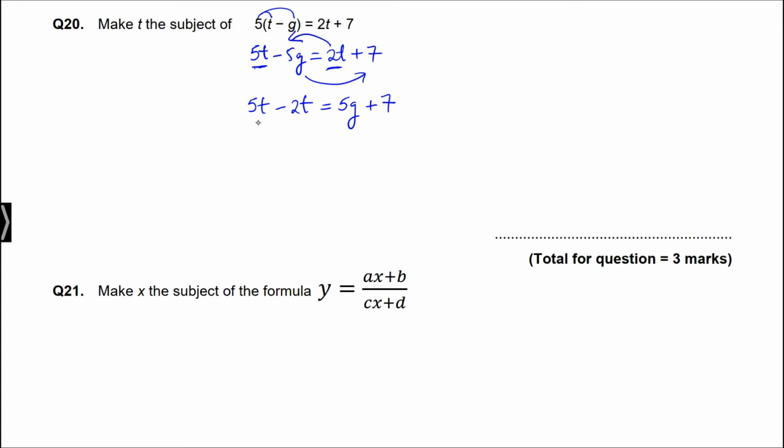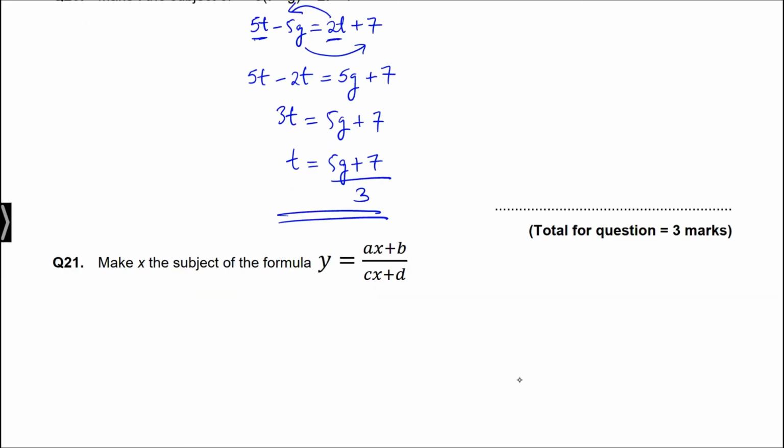And then you factorize out t. Actually, you simplify this expression. So 5t minus 2t will be 3t. So 3t will be equal to 5g plus 7. And then just make t the subject by dividing both sides by 3. So t will be equal to (5g plus 7) over 3.